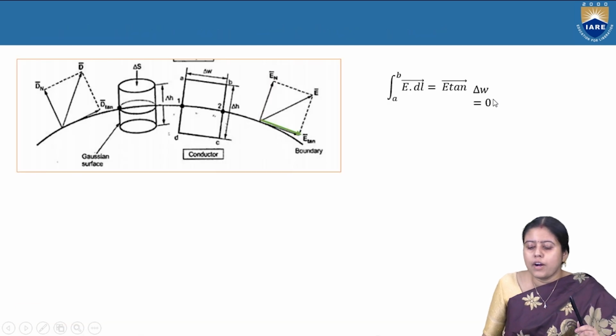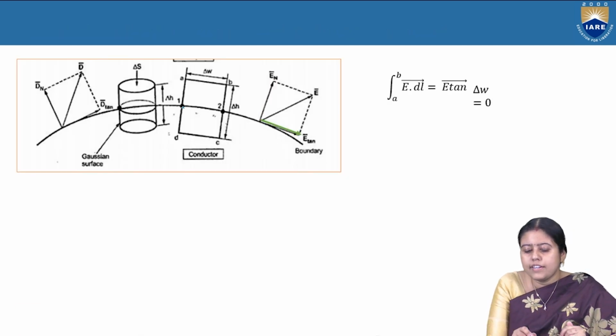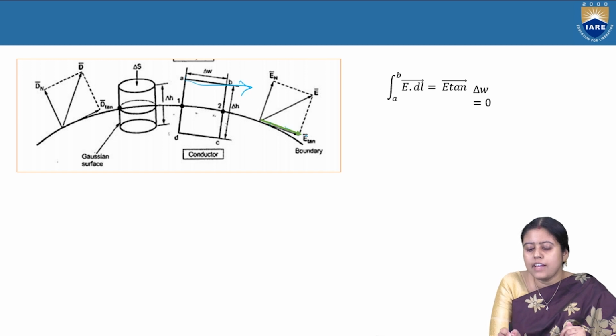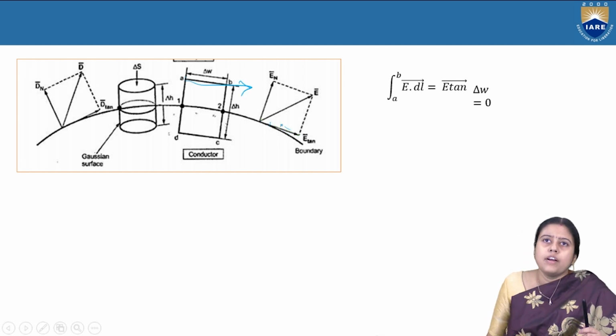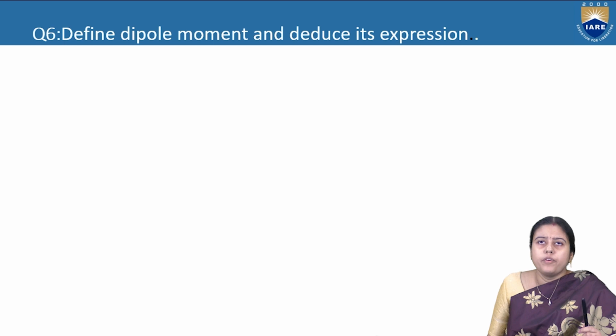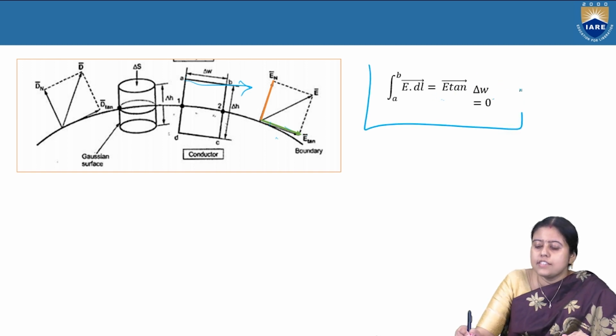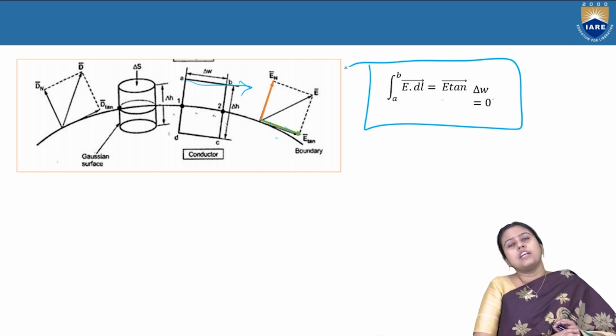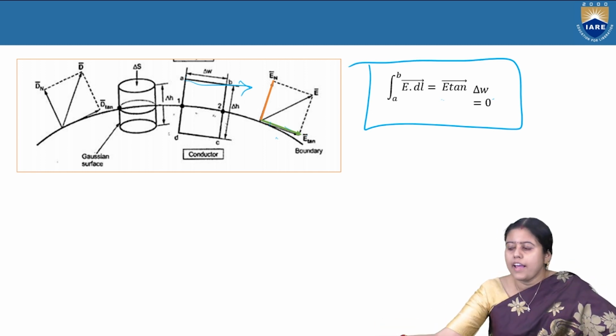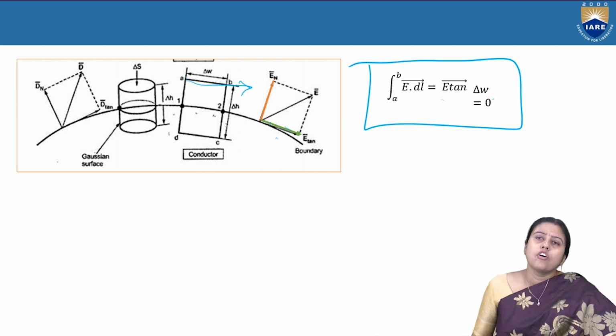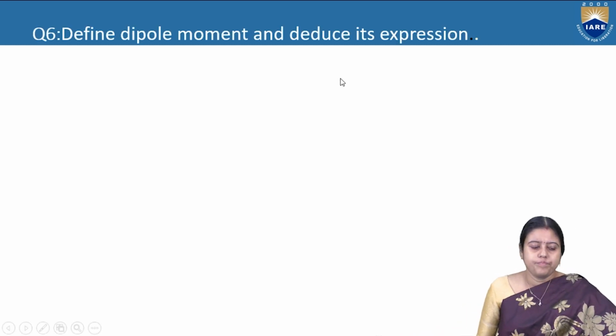Now you can see what is E delta W. E delta W means this direction, this is the tangential, because the other one is the normal component. We are thinking about the tangential component. So we can write E tangential of delta W equals to 0. This is the boundary condition between the conductor and free space.